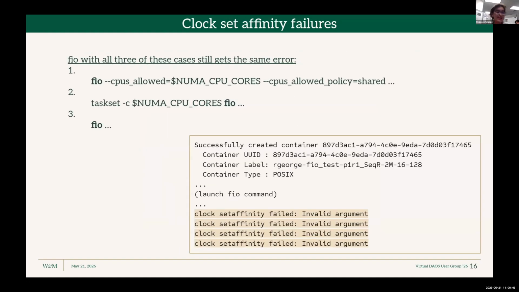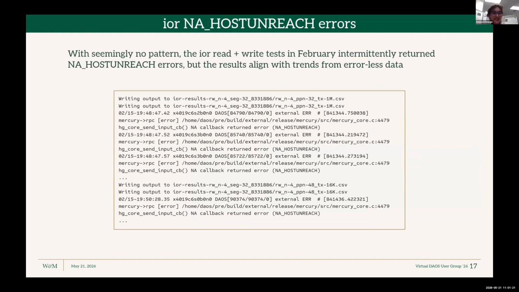And then when we were first starting, we had some errors with FIO, which are kind of mysterious. I'm not sure why, but even without attempting to set the number of CPU cores to bind to, whether it was as the FIO's option or using taskset or not at all requesting some list of cores, it would give clock set affinity failed invalid argument errors. But we're still not sure why that happened, although the results are what I showed earlier.